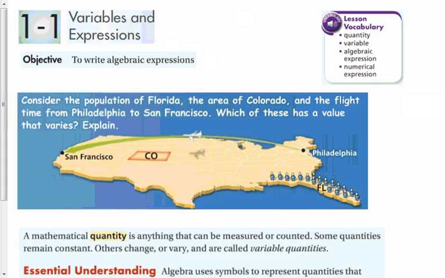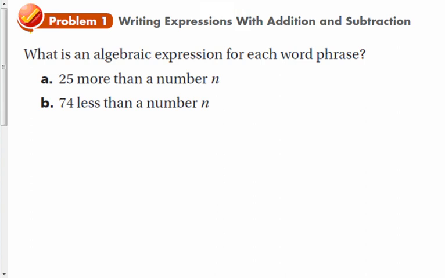All right, so we're going to do this problem in class tomorrow. But we'll start here with some examples of writing expressions with addition or subtraction. So my expression here is 25 more than the number n. What I want you to think about is, let's just think of a number. So let's say my number is 100. Well, what would you do to get a number 25 more than 100? You would add 25. So our expression is the number n plus 25.